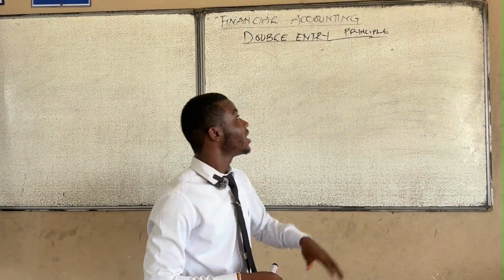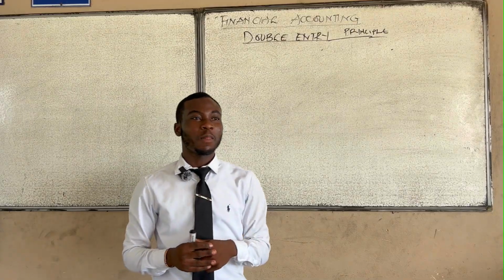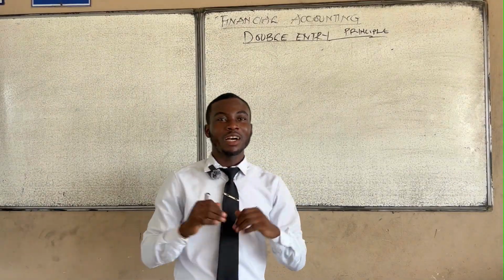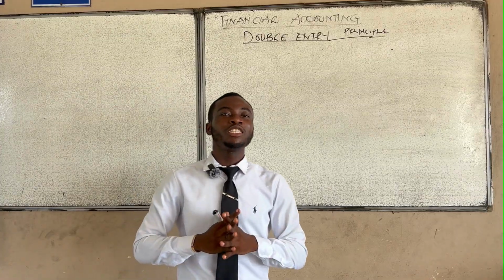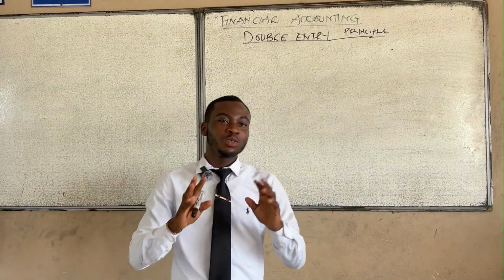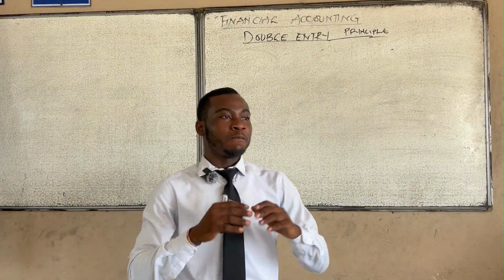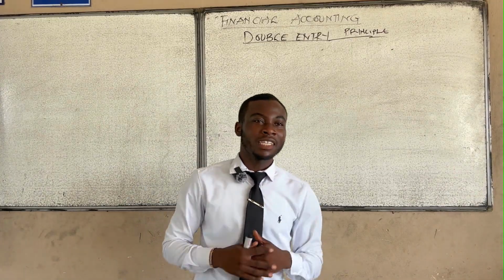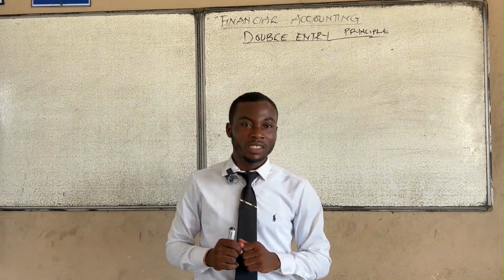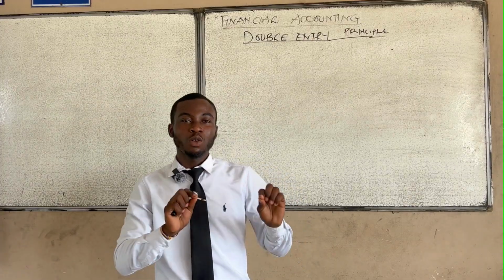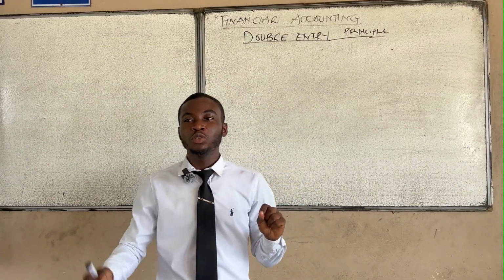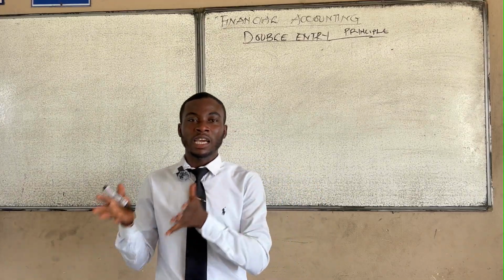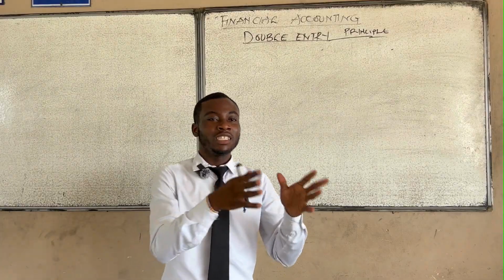Today we are going to look at the double entry principle. The main reason why we record transactions twice in accounting is that each transaction in accounting is recorded twice. So let's assume I'm a businessman and I go to the market to purchase items. Once I purchase the items, I'm going to record that transaction twice. When I go to the market, I use cash to buy the items, so I record it in the cash account and I record the same transaction in the purchase account.